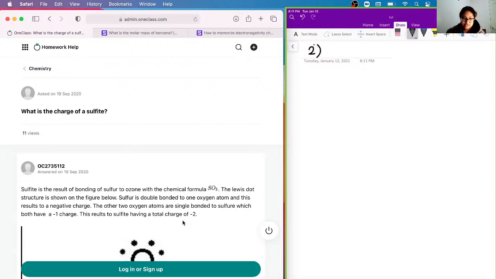Okay, so our next question says, what is the charge of a sulfite? Sulfite is formed by bonding a sulfur to ozone. We know that ozone is basically 3 oxygen atoms, O3. And so sulfite therefore is SO3.